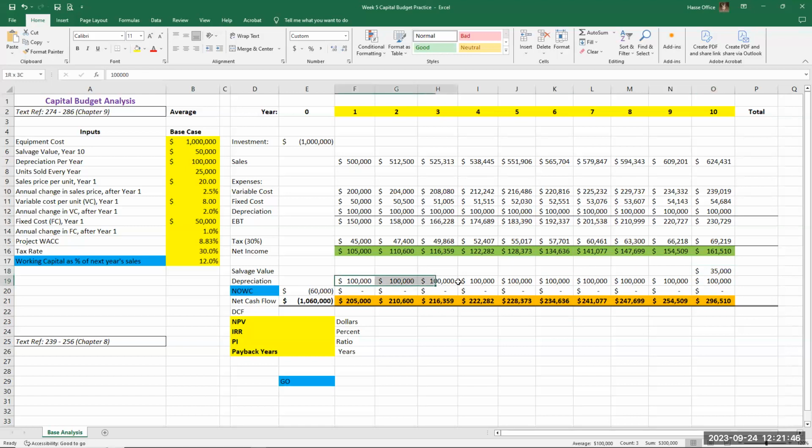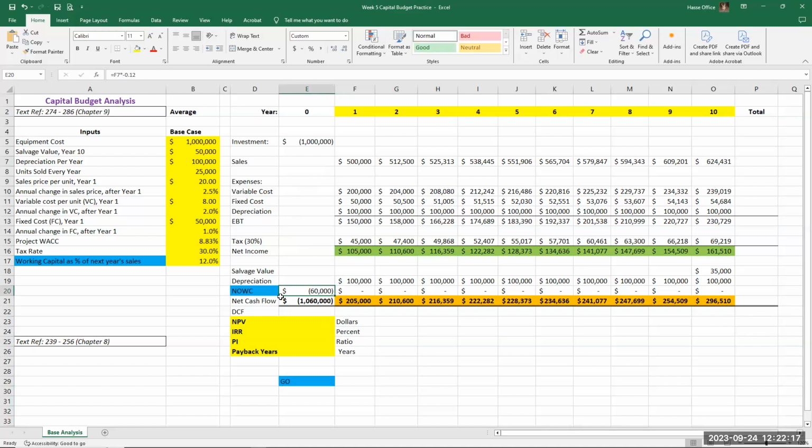Then we add back in depreciation. We talked about that earlier in the week. And now we calculate the most puzzling for a lot of students, working capital. Working capital is a percent of the next year's sales. So it's a rolling amount, meaning it's going to be 12% of whatever the next year's sales is. So in year zero, 12% of the first year's sales of 500,000, that's obvious, $60,000.